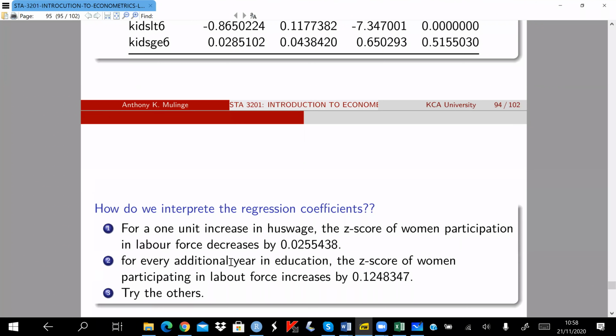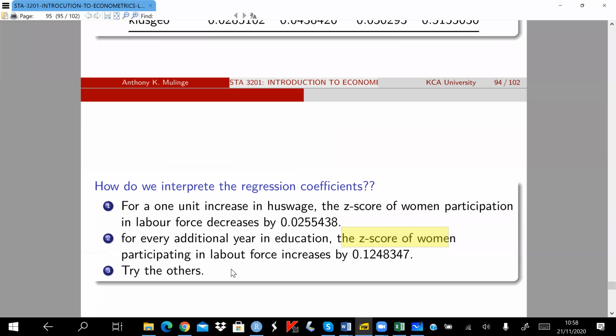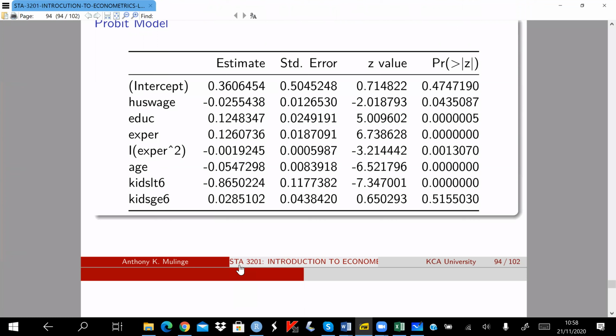For number 2, for every additional year in education, the Z score of women participation in labor force increases by 0.1248347. I think the actual interpretation of what the Z score means might not be straightforward. But from what we discussed in business statistics 2, the Z score is just the number of standard deviations above or below the mean. Then I've asked you to try and interpret the other variables.